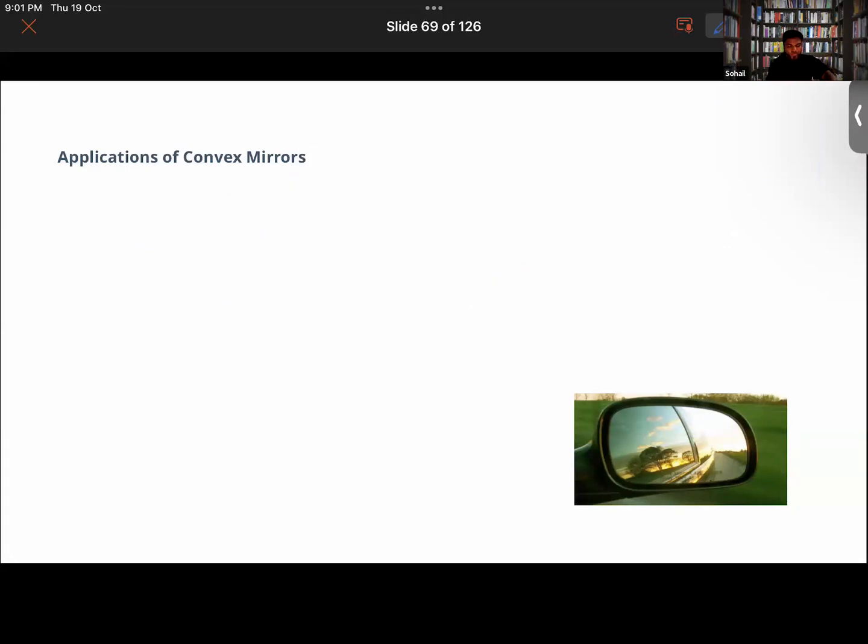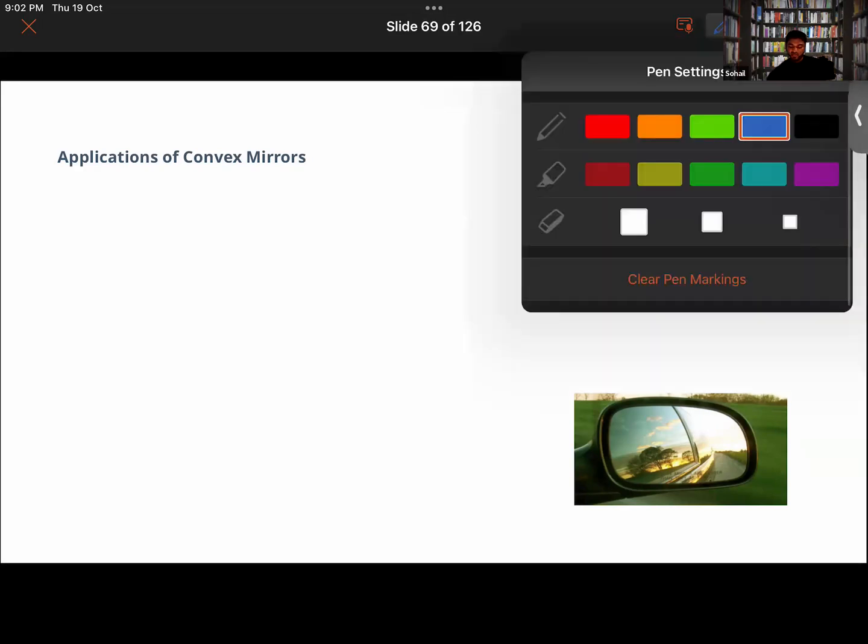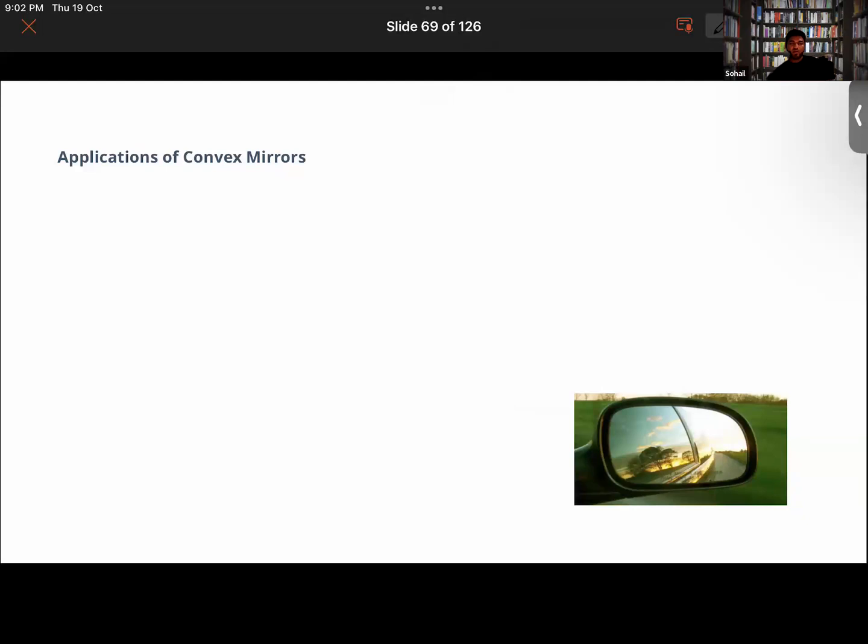Yes, sir, also shop security mirrors, right? Exactly. Shopkeepers equip it at the corner of the shop so that they can have a synoptic view of the shop. So it can be a cheap alternative to a CCTV camera. Security mirrors in shops or in ATMs are also convex mirrors, so they can easily detect if anyone is there or not, right? So that is all about the mirror.